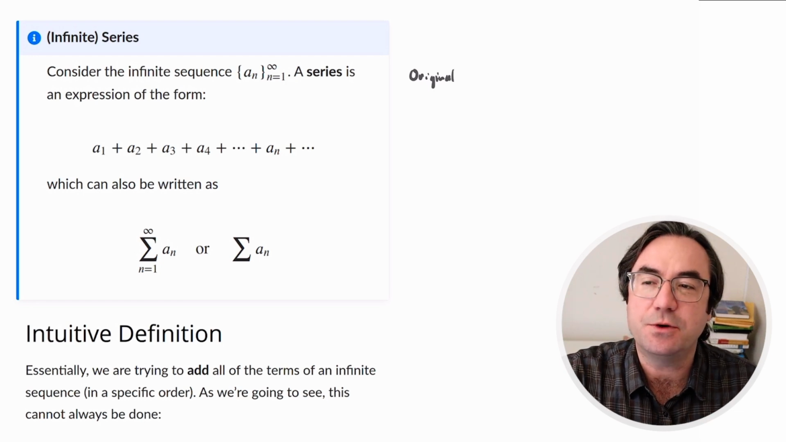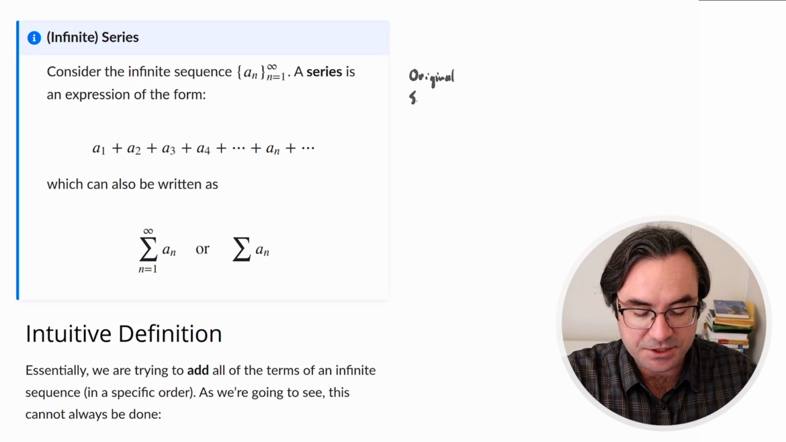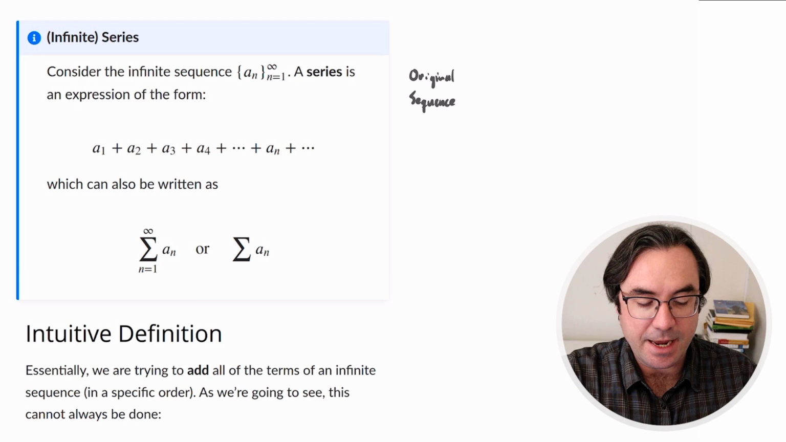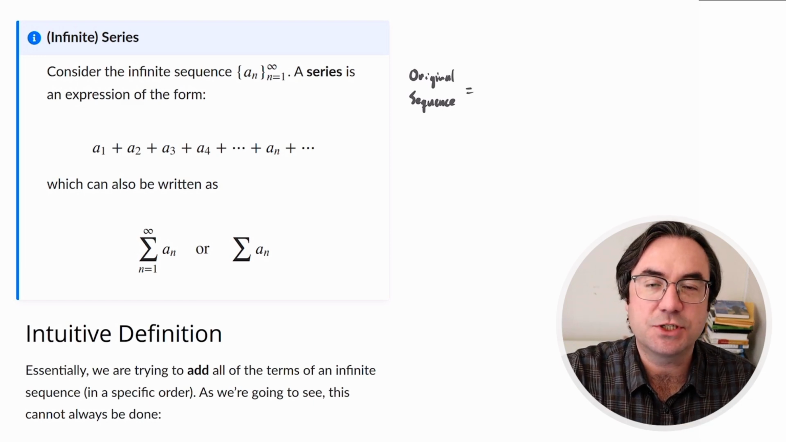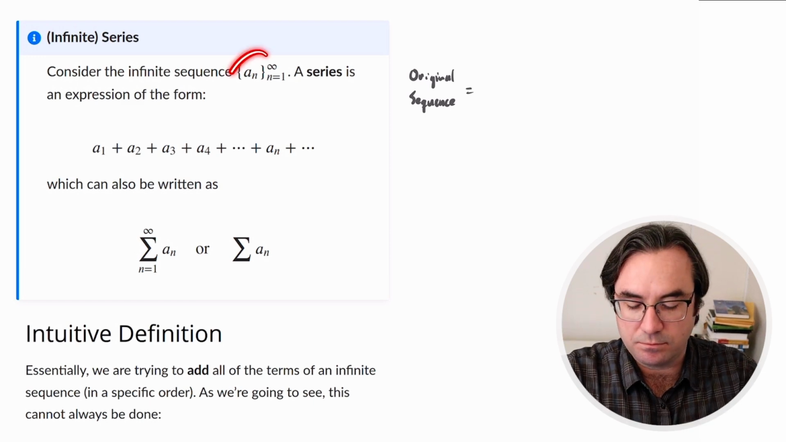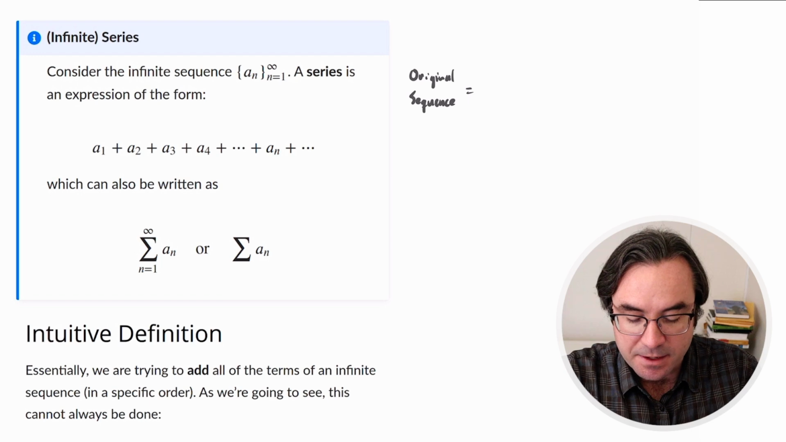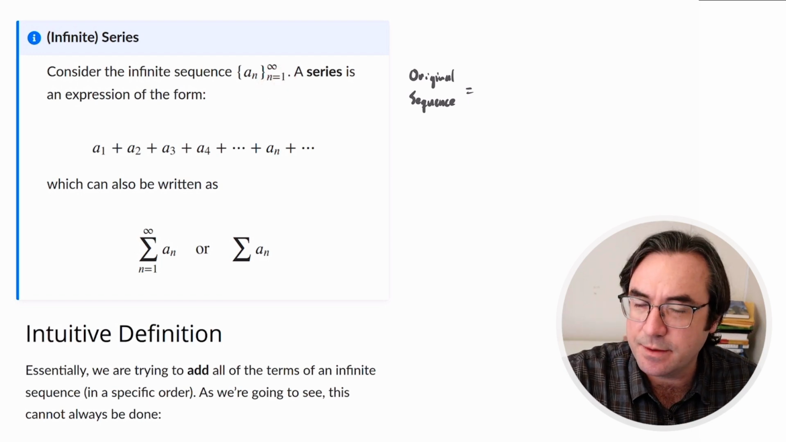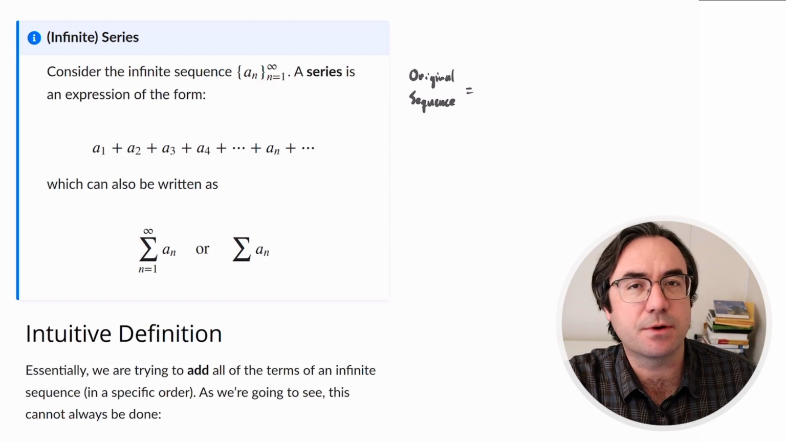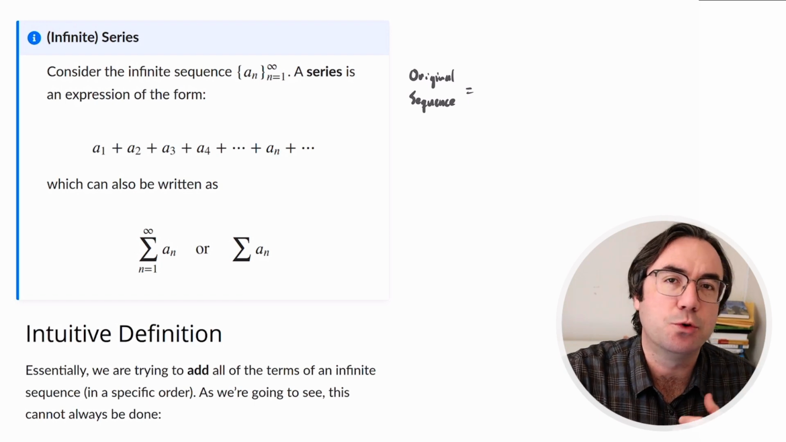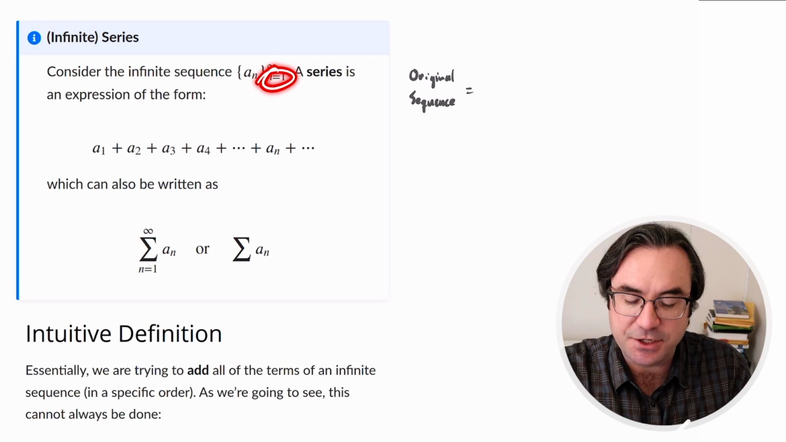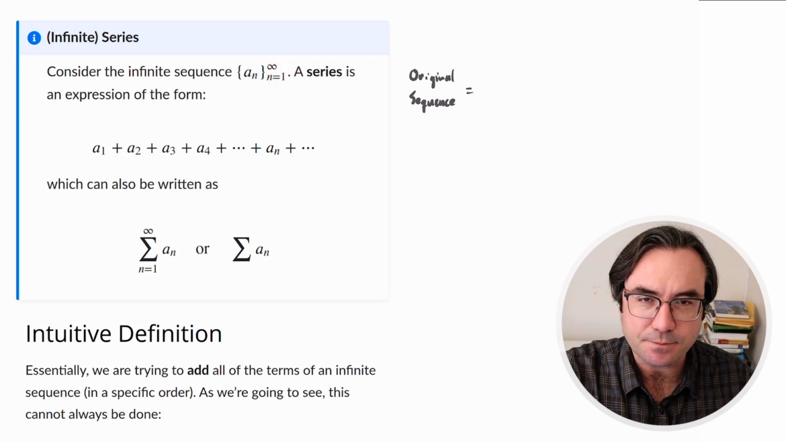We're going to start, though, with a sequence. So let's start with what we'll call our original sequence here. Let's write out the sequence a_n going from n equals 1 to infinity. Again, the starting index here doesn't really matter too much. Sometimes we start with 0, we might start with 2 or 3, but for this definition, we're going to start with n equals 1.